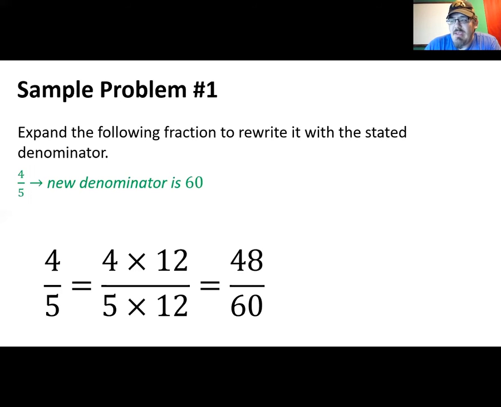The difference being with 48/60 is that your whole amount is cut into 60 parts and you have 48 of them, as opposed to cutting it into 5 parts and having 4 of them. When all said and done though, those values are equivalent. So our final answer is 48/60. Again, the key thing to remember is when you multiply the top and the bottom by the same thing, your fraction will be equivalent.